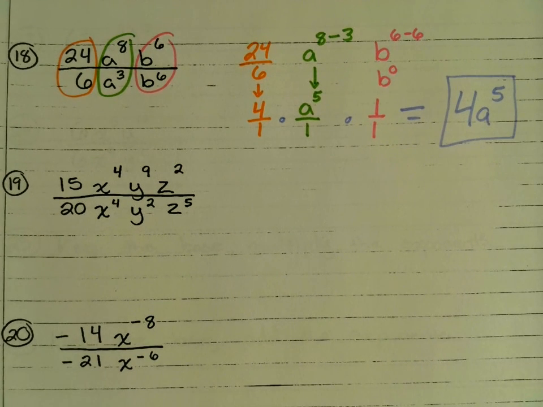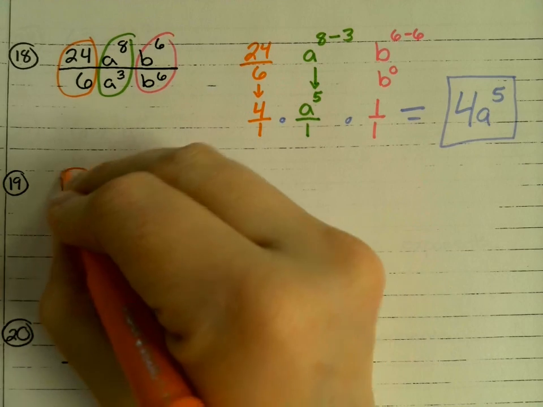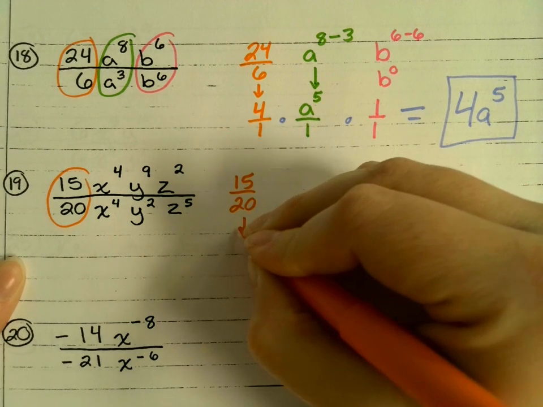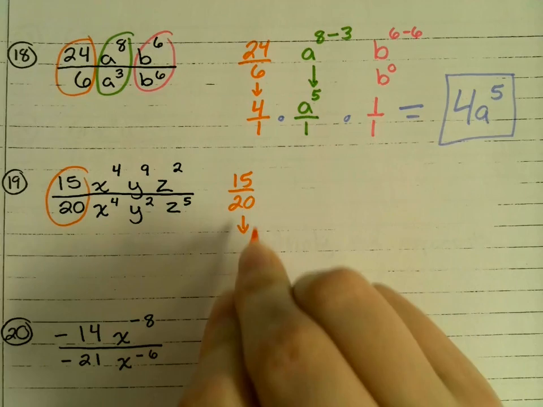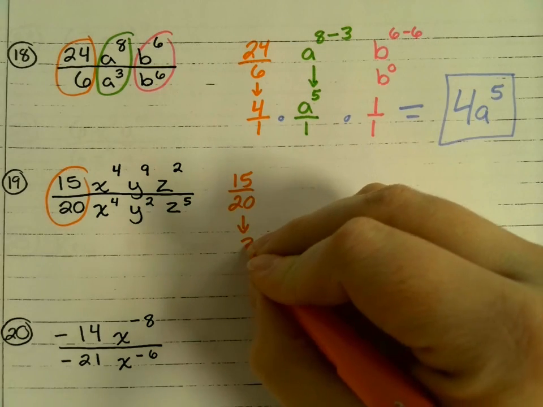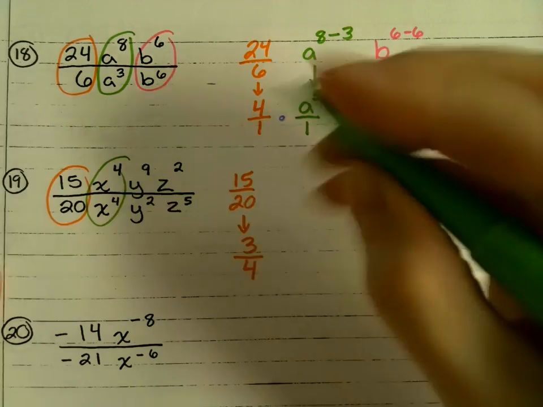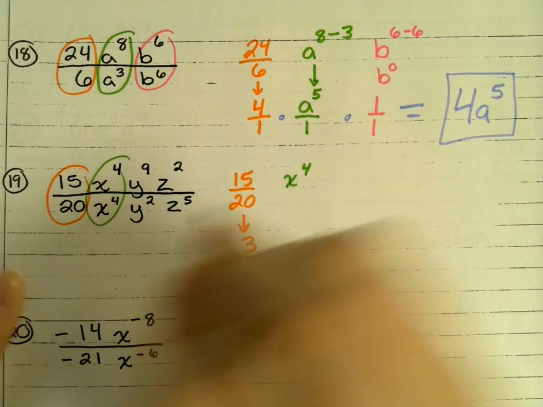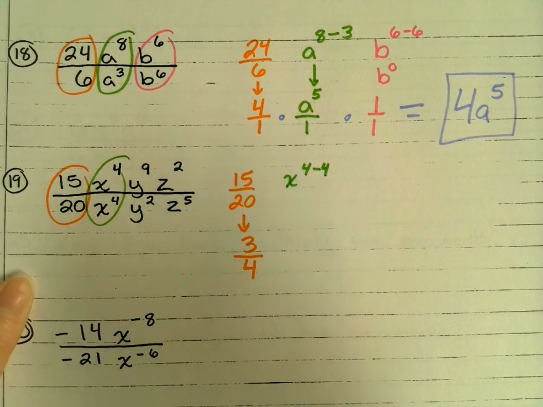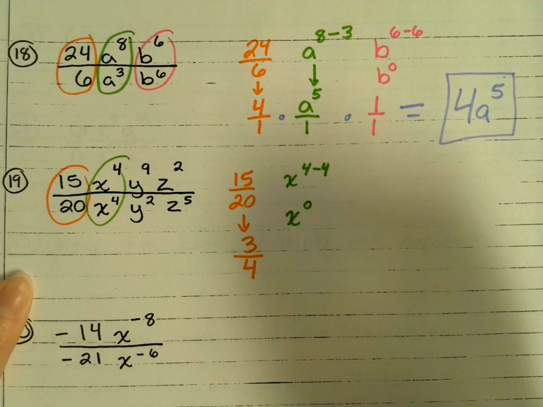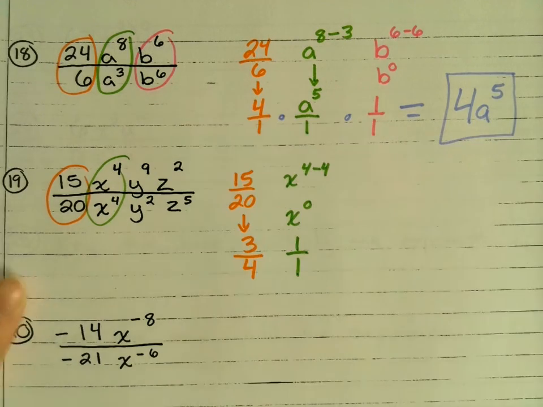Okay, for problem number 19, 15 over 20 needs to be simplified first. 15 over 20 can be simplified. They're both divisible by 5, so we can get 3 over 4. Then we're going to focus on the x's. X to the 4th divided by x to the 4th means we're going to subtract the exponents. 4 minus 4 gives me a 0, so that 0 power becomes 1 over 1.